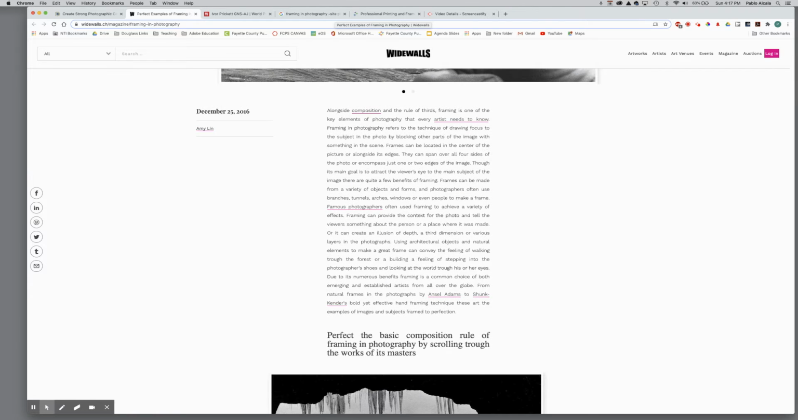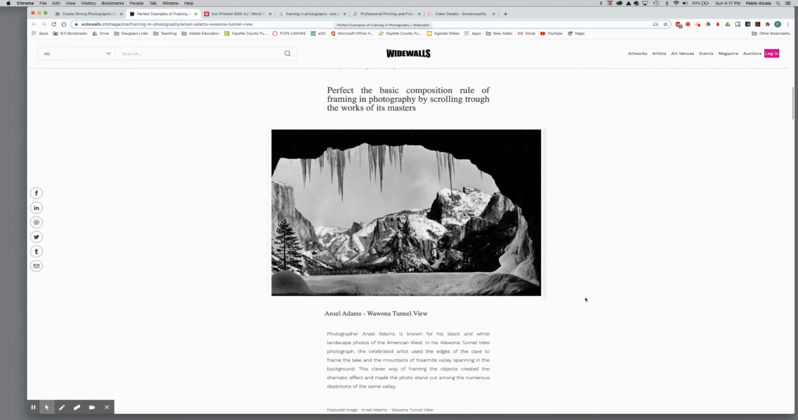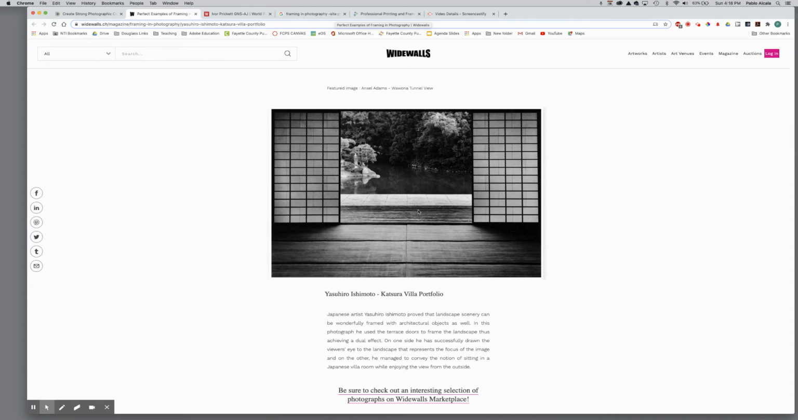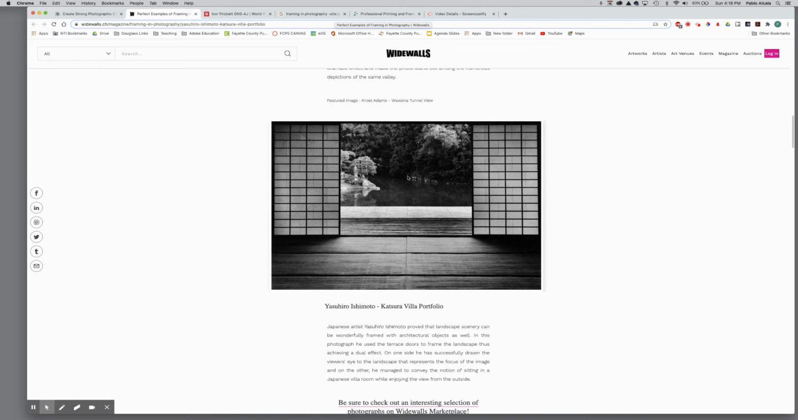That was by Amy Lynn. This is an Ansel Adams photo. He's a very famous photographer. Hopefully we'll get to him when we study history of photography. He's framing the mountain back over here with a cliff, and there's icicles dangling off of it. Again, a Japanese scene here, and the nature is completely framed by man-made structures over here.